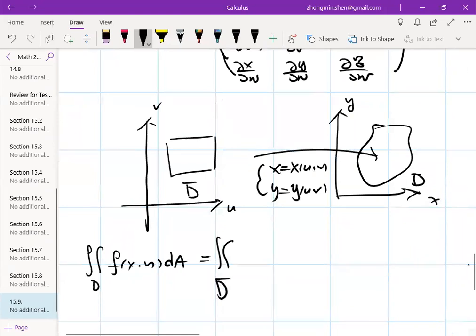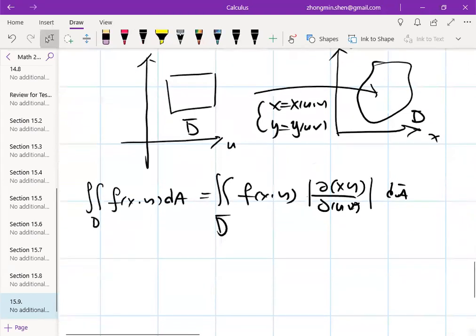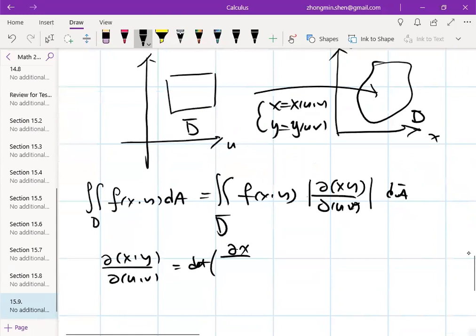This will be a double integral over D bar. But there is another part here called the derivative of the map, and here dA bar. The absolute value of this derivative of the map is called the Jacobian in the book. This is the determinant of, okay, so you have two variables.